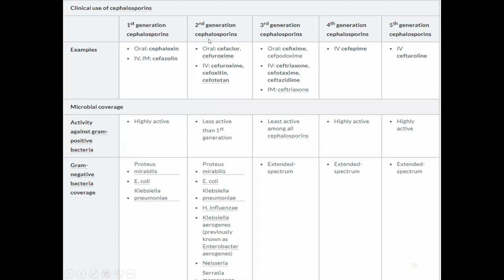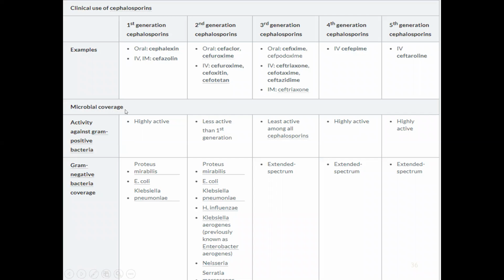Second generation cephalosporins include, orally, cefaclor and cefuroxime, and IV we've got cefuroxime, cefoxitin, and cefotetan. Then third generation oral includes cefixime and cefpodoxime; IV we've got ceftriaxone, cefotaxime, and ceftazidime; and IM we've got ceftriaxone. Fourth generation is IV cefepime, and fifth generation cephalosporins include IV ceftaroline.